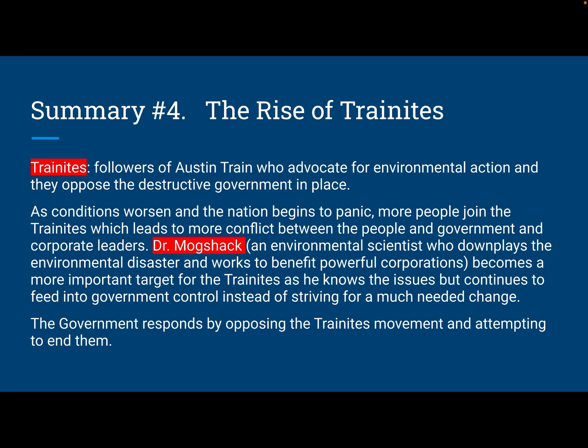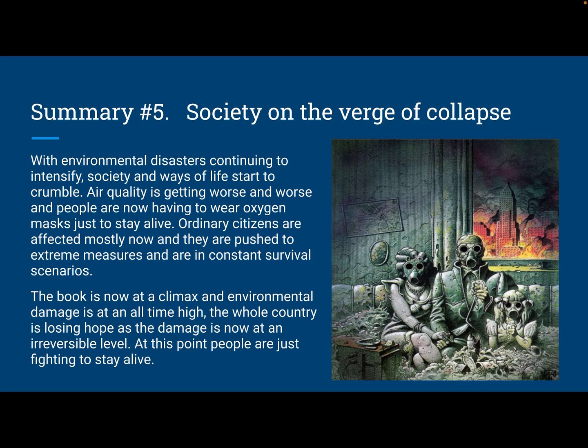Dr. Mogshat, an environmental scientist who downplays the environmental disaster and works to benefit powerful corporations, becomes a more important target for the Trainites, as he knows the issues but continues to feed into government control instead of striving for a much-needed change. The government responds by opposing the Trainites movement and attempting to end them.